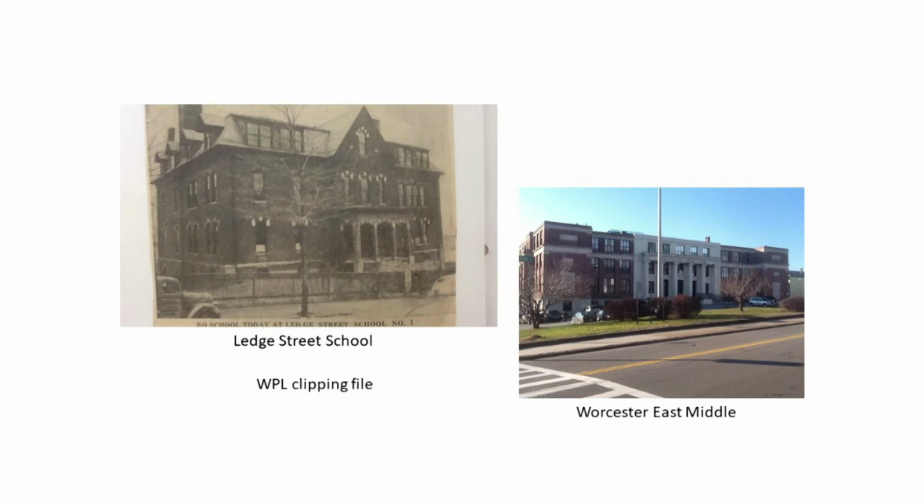Here's another shot of the Ledge Street School. And on the right-hand side, we have a picture of the Worcester East Middle School. I call that the back end of Union Hill because it's behind all the parts of the hill that are facing downtown. And that's at the corner of Grafton Street and Dorchester Street. And that's the building that has the murals of Jonas Rice in the front lobby.